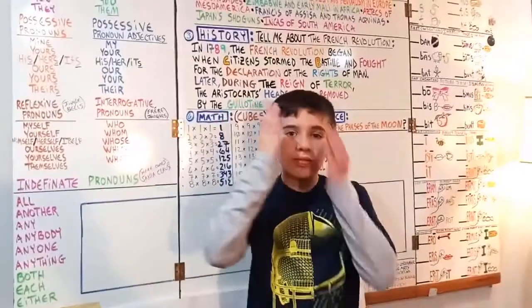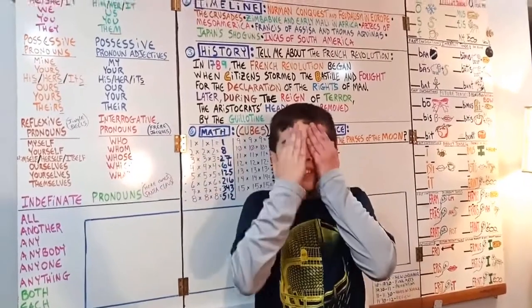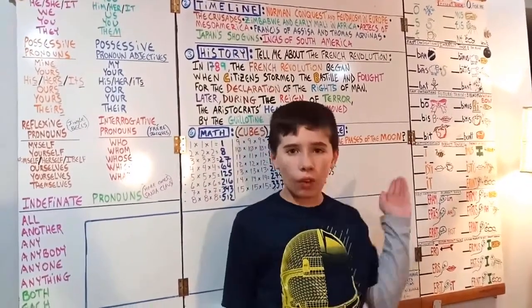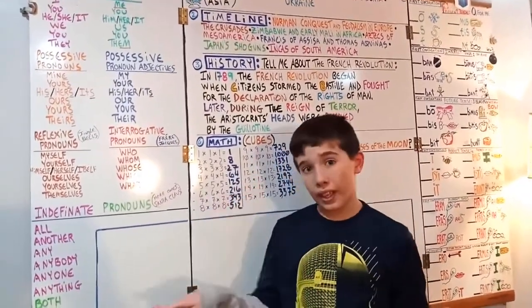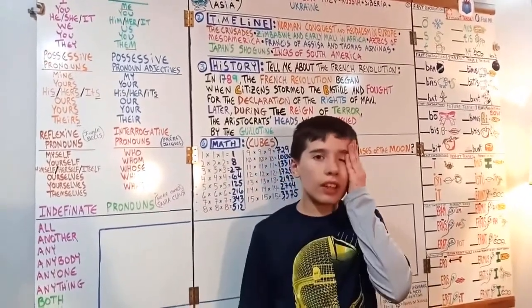Here we go. What are the phases of the moon? New, crescent, quarter, gibbous, full. These are the phases of the moon. New, crescent, quarter, gibbous, full.